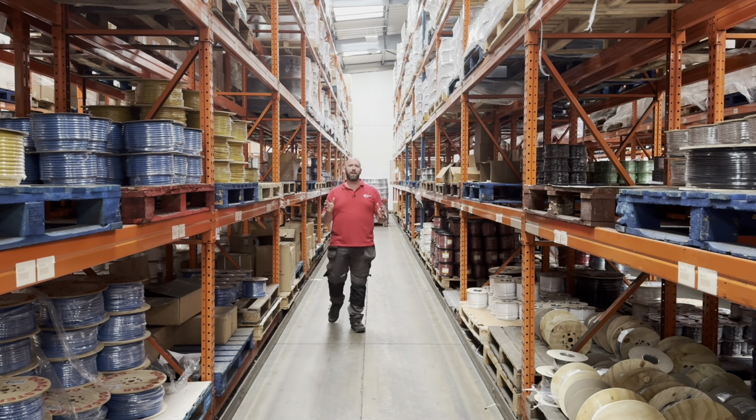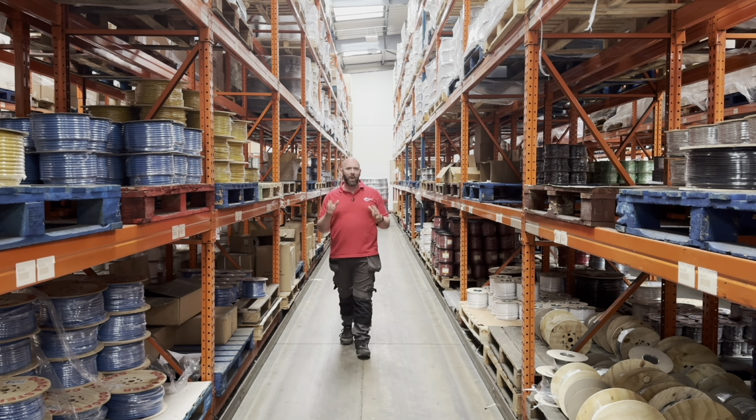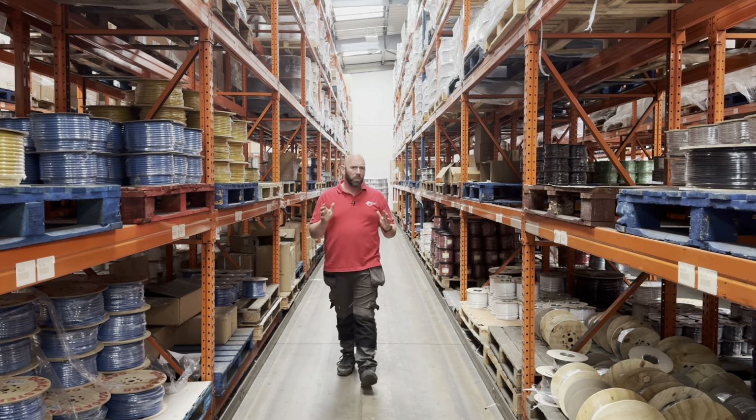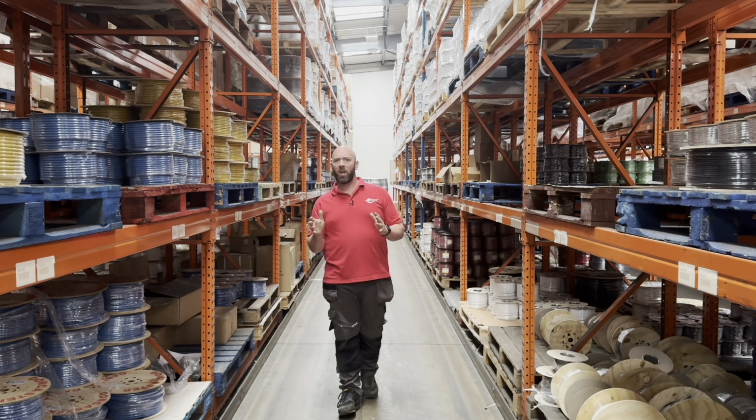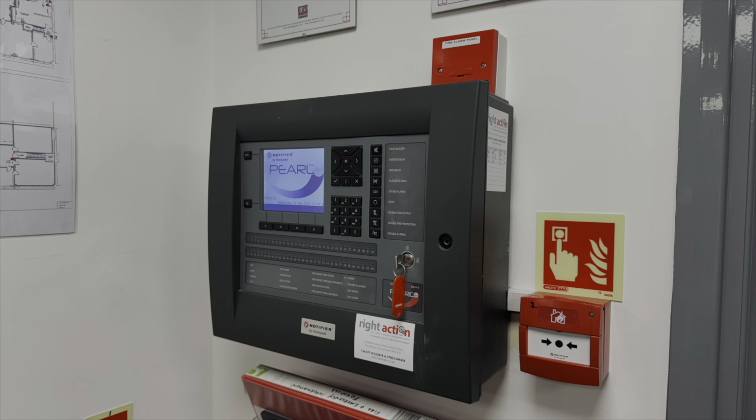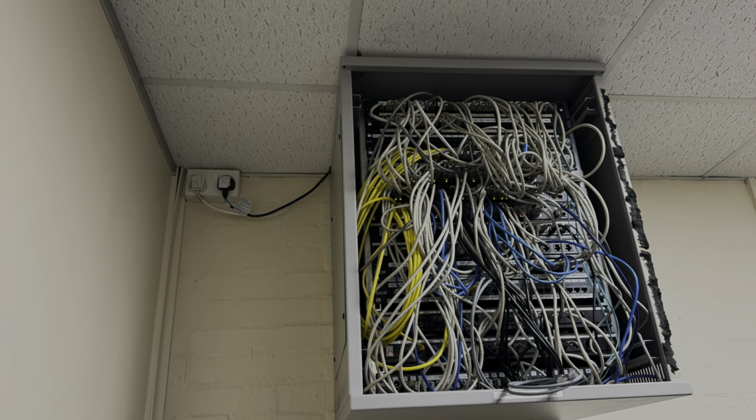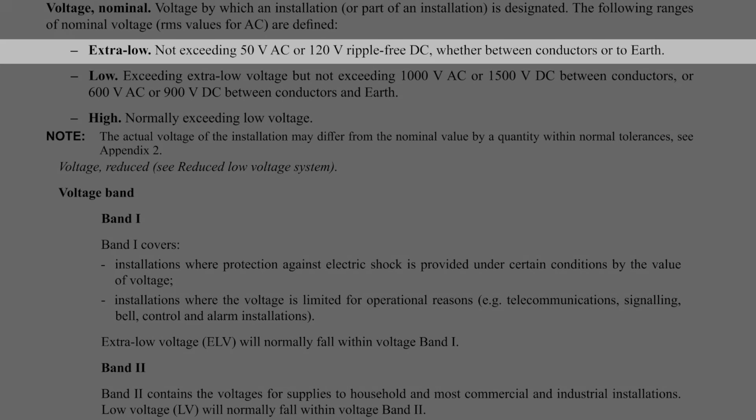So what are Band 1 and Band 2 cables, and where do we tend to find them? Band 1 installations cover circuits like telecommunications, alarm systems, extra low voltage and data systems. Extra low voltage is a voltage range not exceeding 50 volts alternating current or 120 volts ripple-free direct current.